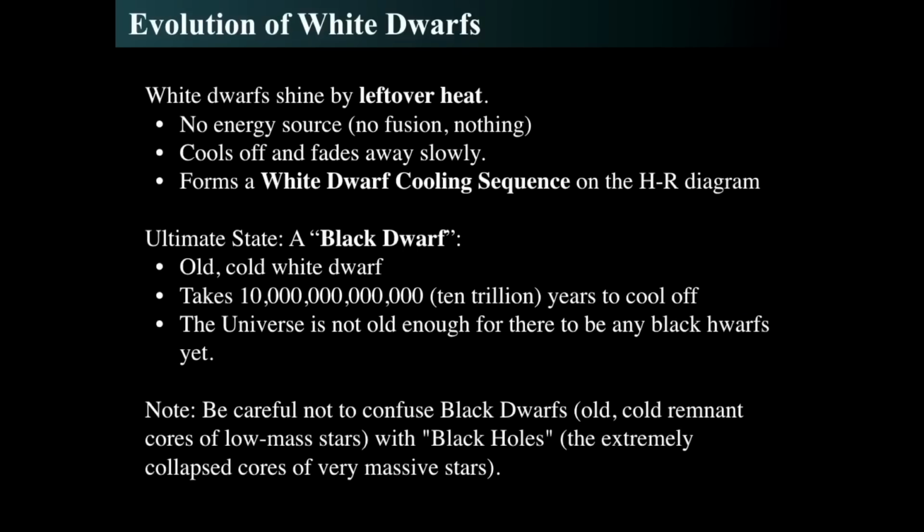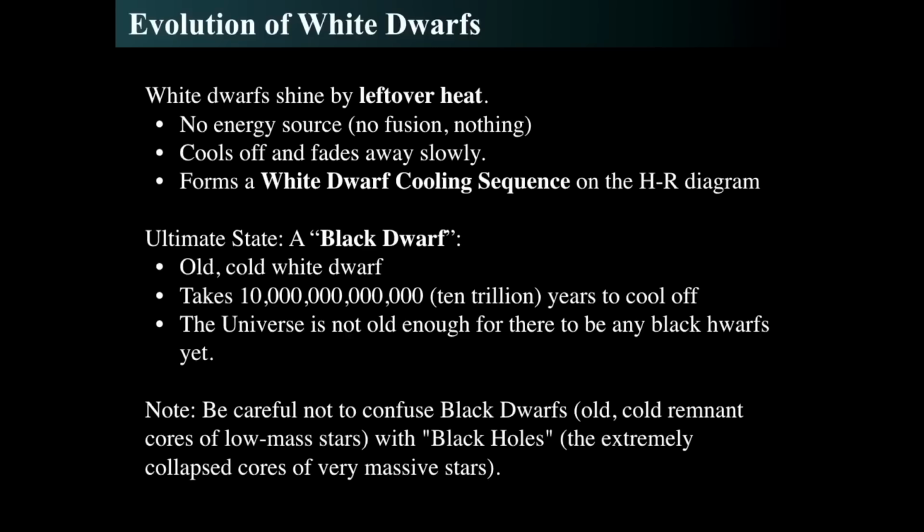So let's see what happens. As a white dwarf evolves, it will cool. Since it has no energy source, no fusion or anything, it cools off and fades away. There's a white dwarf cooling sequence on the HR diagram where it starts in the hot upper left and goes to the cooler lower right. Eventually they just get dimmer and dimmer. The eventual state for a lone, isolated, old white dwarf is called a black dwarf.